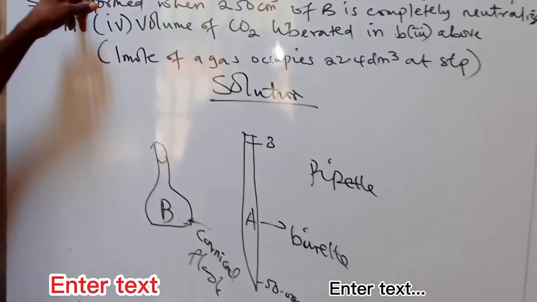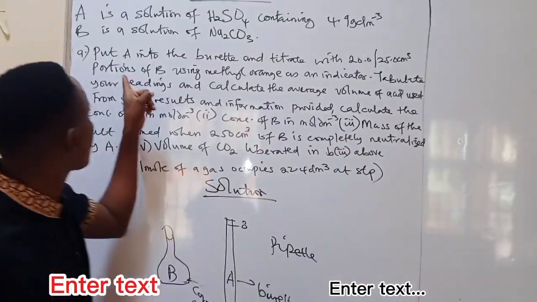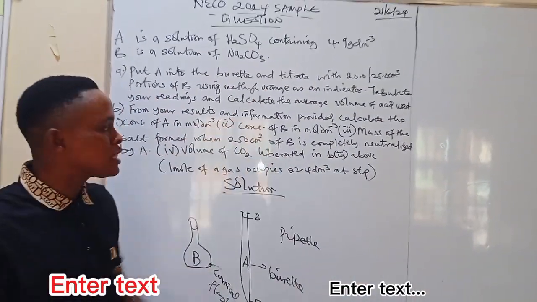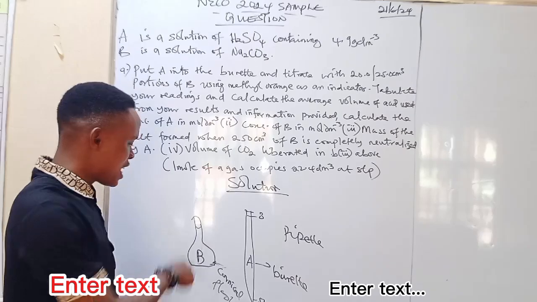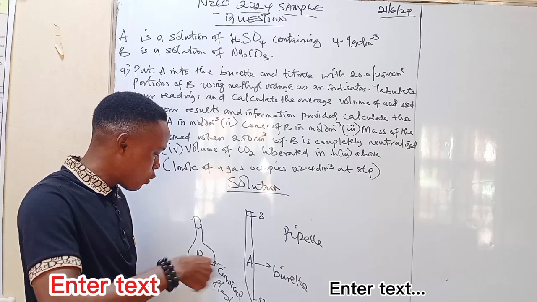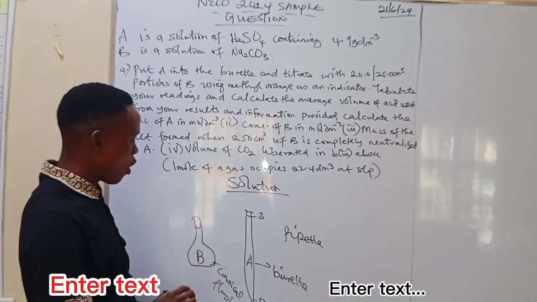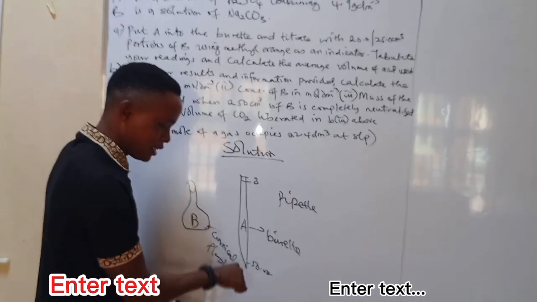Then they also say that you should titrate the 25 centimeters portion of B using methyl orange. I will now get my methyl orange. I will put maybe 2 to 3 drops inside my B, and I will swirl it. I will shake it. When that is done, I can now bring my conical flask down here, and I start my titration.